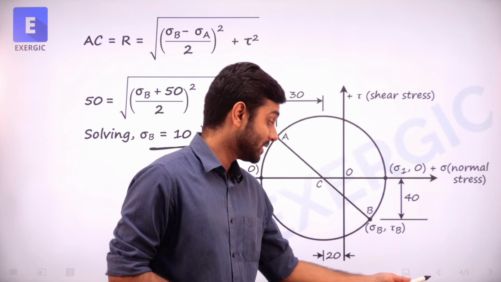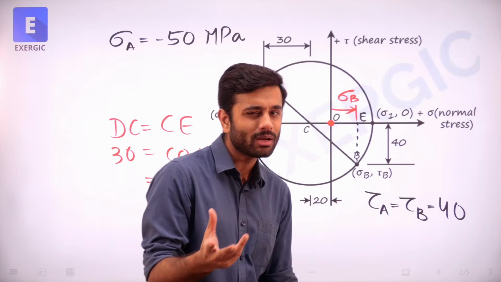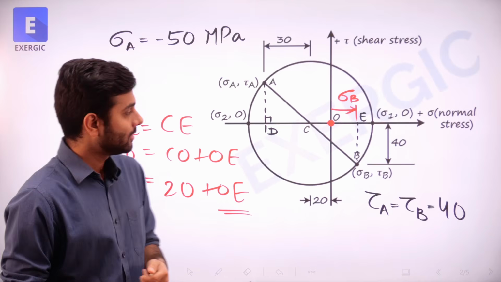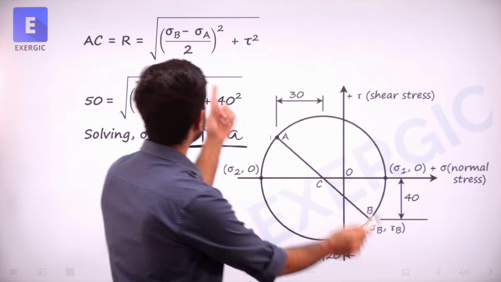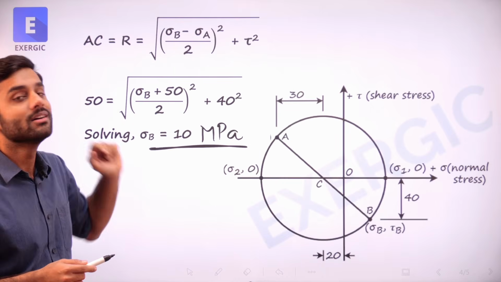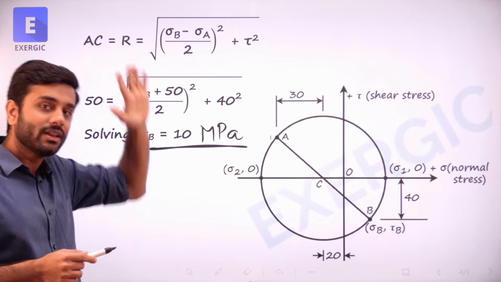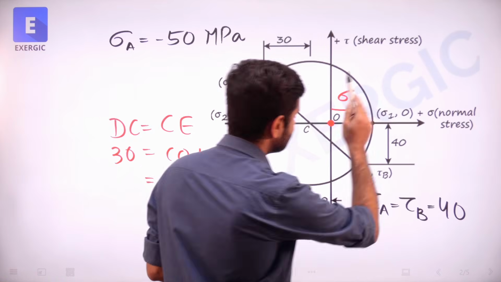So you can see the difference in these two approaches. It took at least 1 minute, you can say 45 seconds, to get the answer. And again, a chance of silly mistake was there. Some of you will miss that this needs to be put in with a sign. Some of you will write sigma B minus 50 here, right? And they may get a wrong answer or a different answer.